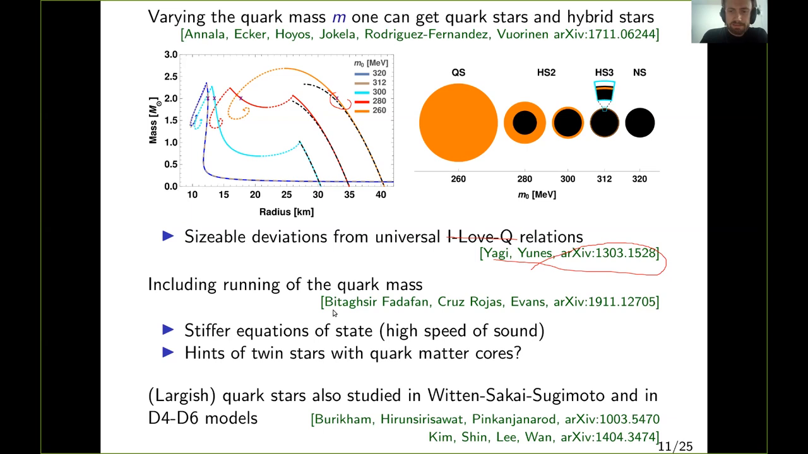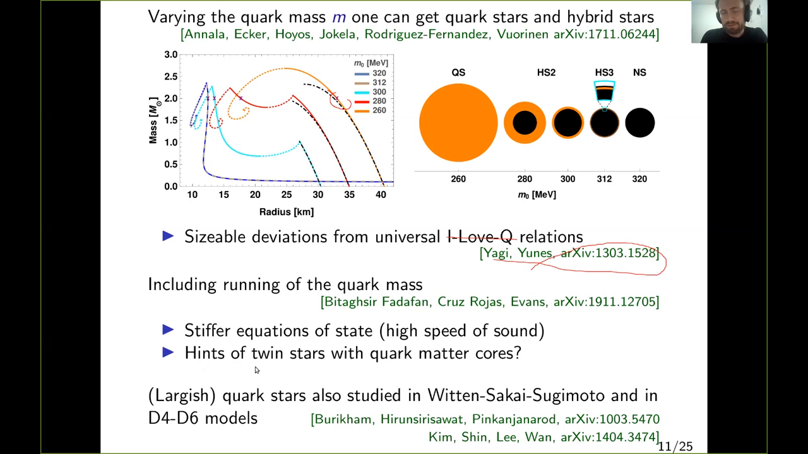But there has also been a different kind of follow-up by a group in Southampton, where they included effects of running of the quark mass, or a non-trivial anomalous dimension for the quark mass and the quark condensate. By doing this, they obtained a stiffer equation of state for the quark matter, which may be interesting because this hints that if you get a stiffer equation of state, meaning a higher speed of sound, it might be more probable that you get stable stars with quark matter cores. And actually they obtained hints of having quark matter cores in their system, but they were in these so-called twin stars, which are like a separate branch of solution.